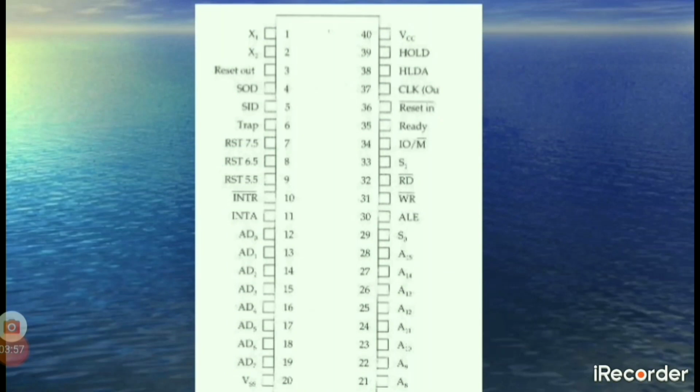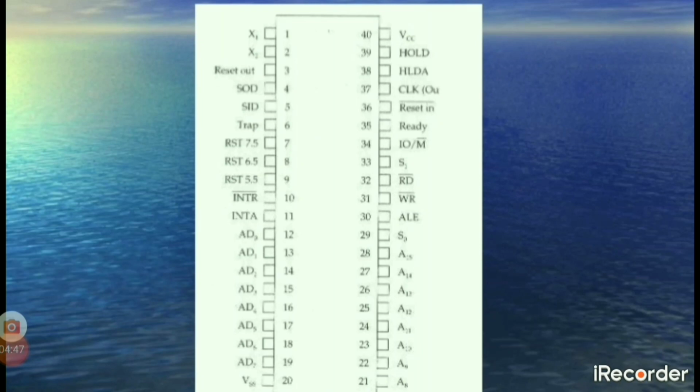Now the 7th, 8th and 9th pin, RST 7.5, RST 6.5, RST 5.5. These are restart pins. These are also input pins. These pins are vector interrupt pins which transfer processor control to a particular memory location. Their priority is higher than INTR, which is the 10th pin. They work according to their priority. If all the 3 pins have a signal, then RST 7.5 will first execute its signal, followed by RST 6.5 and RST 5.5, because RST 7.5 has higher priority than RST 6.5 and RST 5.5.